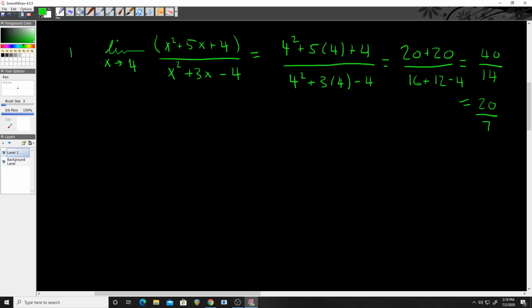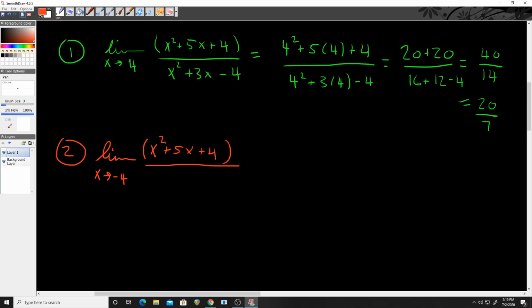Okay, let's consider this problem. So there's number 1. I'll change my color here. Problem number 2. It's going to be the same function, but instead of positive 4, let's consider negative 4. And maybe this time you might see what's coming. So same function. Now, if I attempt to plug in x equals negative 4, let's see what happens.